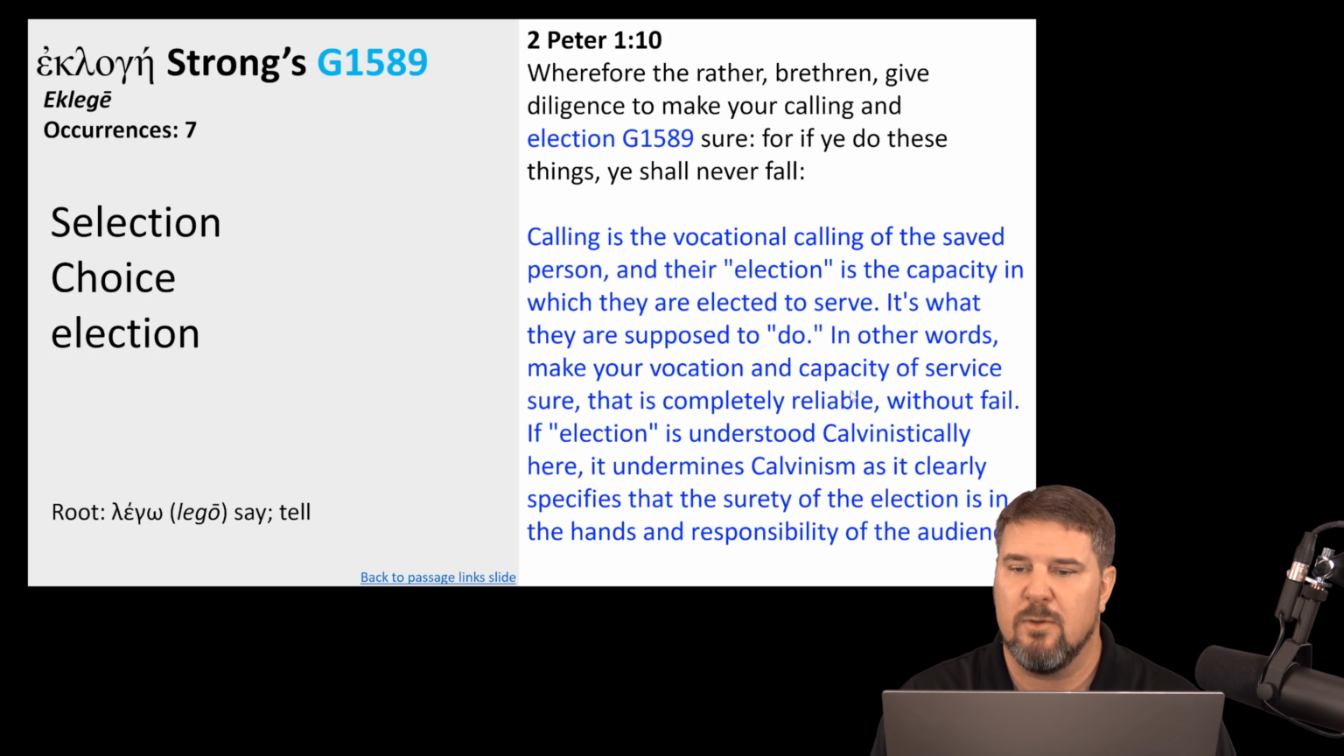2 Peter 1:10, wherefore the rather, brethren, give diligence to make your calling and election sure, for if you do these things, you shall never fall. So calling is the vocational calling of the saved person, and their election is the capacity which they were elected to serve. It's what they're supposed to do. In other words, make your vocation and capacity of service sure. That is completely reliable without fail. If election is understood Calvinistically here, it undermines Calvinism as it clearly specifies that the surety of the election is in the hands and the responsibility of the audience of the letter.